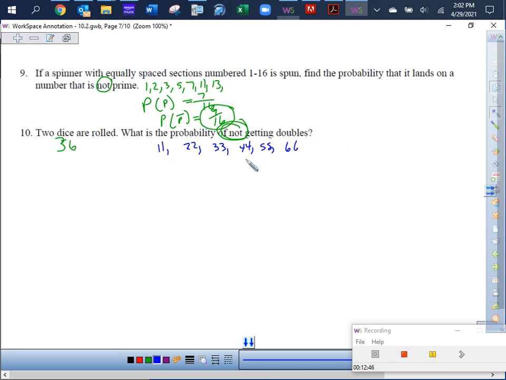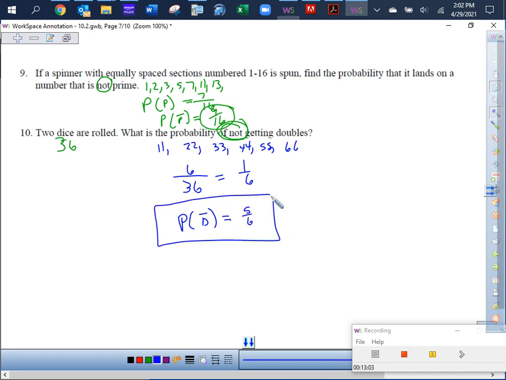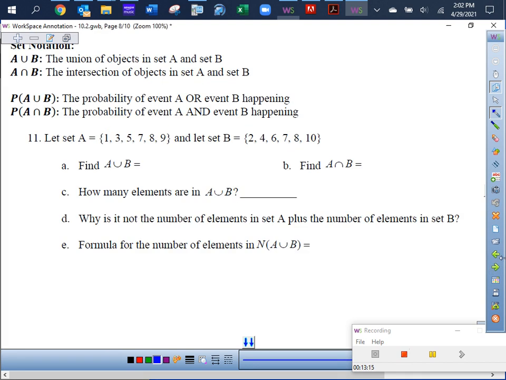So there are 6 of these out of the 36 possibilities, which is really 1/6. You got a 1/6 chance of rolling doubles. So the probability of not rolling doubles is going to be 1 minus 1/6, which is 5/6. There's a 5/6 chance of not rolling doubles in that scenario. So that one was much easier to figure out the probability of the opposite thing first and then doing 1 minus it. Using the complement is what that's called.